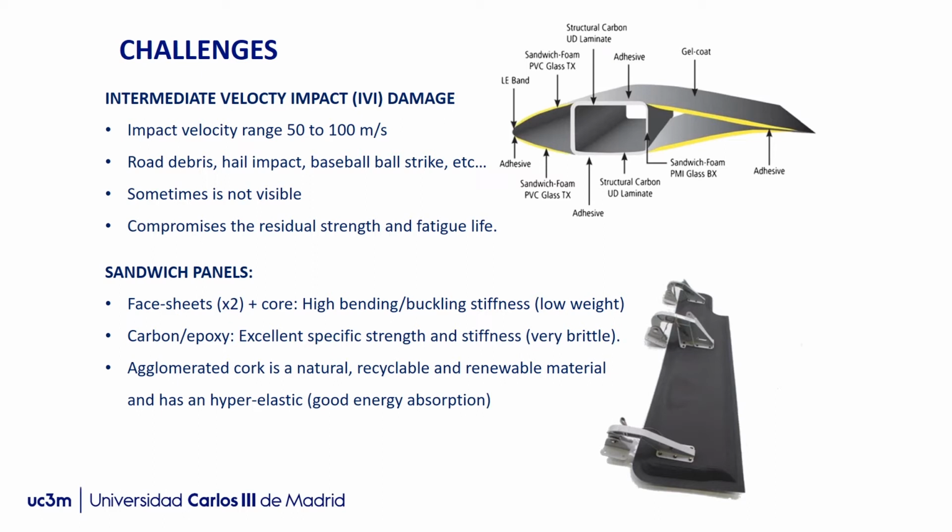Carbon fiber laminates are commonly used as face sheet materials due to their specific properties. However, this material is very brittle and particularly vulnerable to impact damage. On the other hand, agglomerated cork is a promising core material against impact damage, since it can be subjected to very large strains with very small permanent deformations, what gives this material very good absorption capabilities.